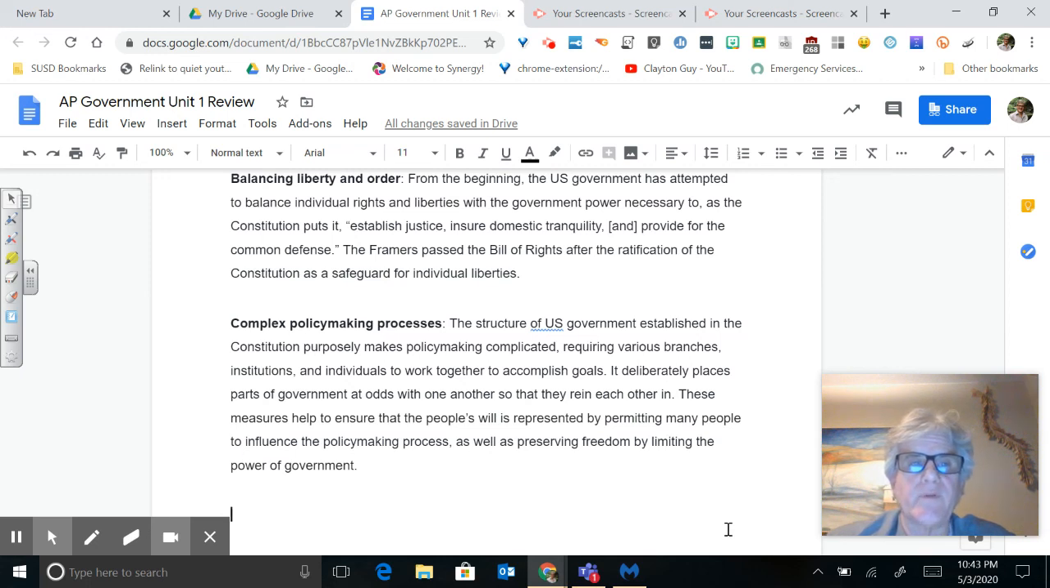So this is a basic review of Unit 1, the terms, the vocabulary, the important cases, and the important documents. And we'll be going over this in our office hours, and we'll be going over this in our review sessions.